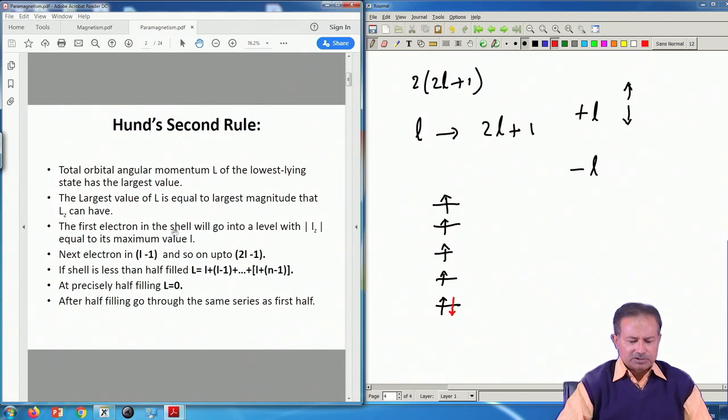So, the first electron in the shell will go into the level with mod Lz equal to its maximum value L. Next we will go to L minus 1 and so on up to 2L minus 1. So, if the shell is less than half filled, then this is your L value. At precisely half filling, of course, L will become 0. I will work out one example and then it will become pretty clear. After half filling, go through the same series as the first one. So, then again you put 2 electrons and so on.